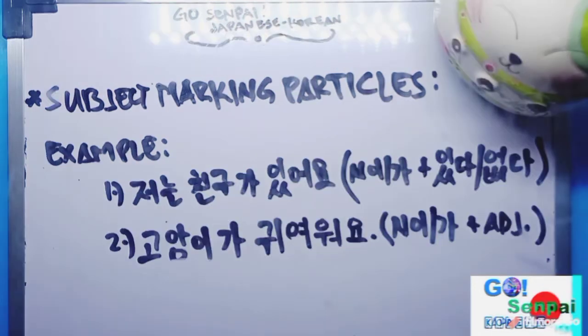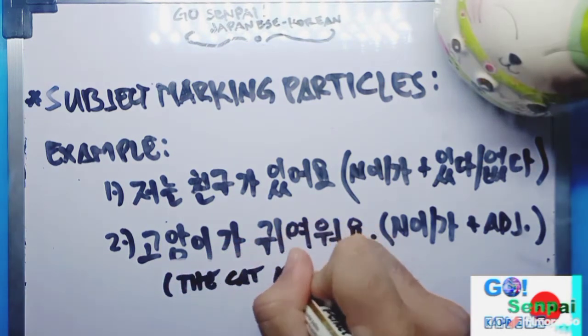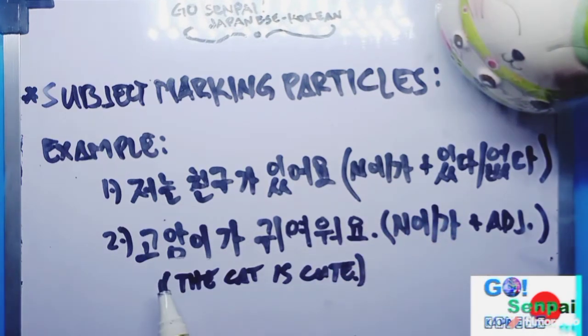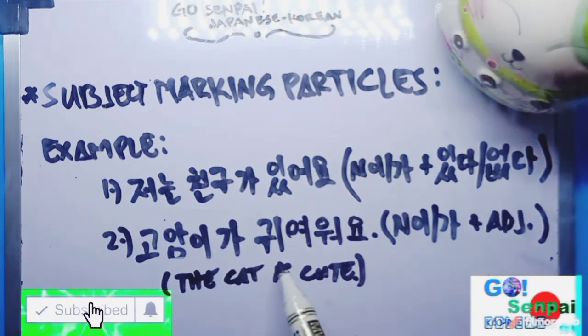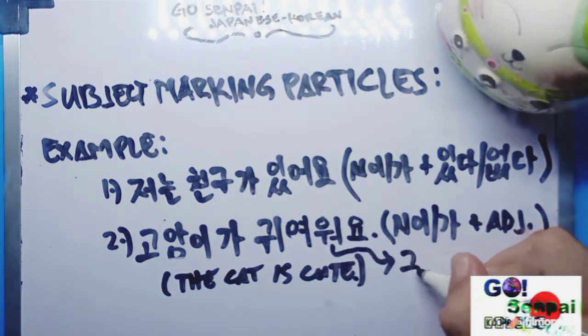Next structure, we have noun 이 or 가 plus a descriptive verb or adjective in English. We have here an example, 고양이가 귀여워요. The cat is cute. Our noun here is 고양이. It ends with a vowel, so we use 가. And our descriptive verb is 귀여워요. Base form is 귀엽다.